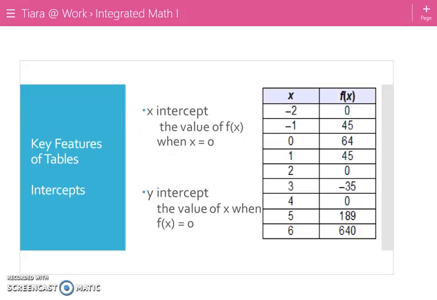So our key features are not going to change. We're still going to define the x-intercept and the y-intercept. Remember, the x-intercept is the value of f of x when x equals 0. And the y-intercept is the value of x when f of x equals 0. So when we have a table, we're looking for just that. The x-intercept is when, oh no, that should be when f of x equals 0.